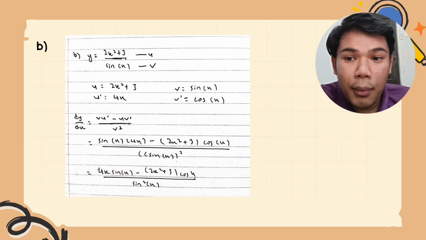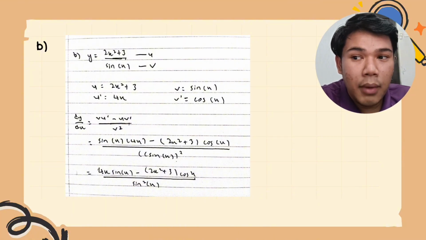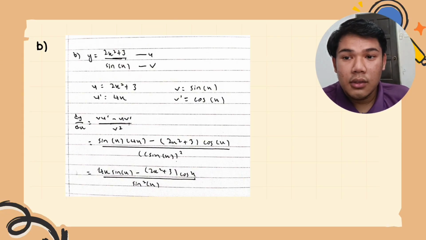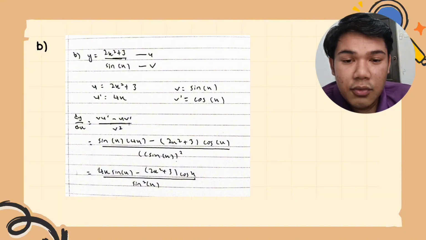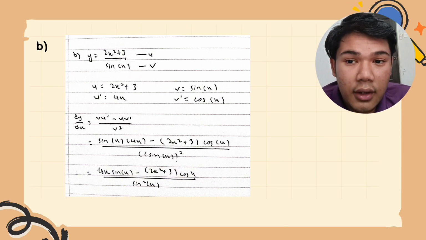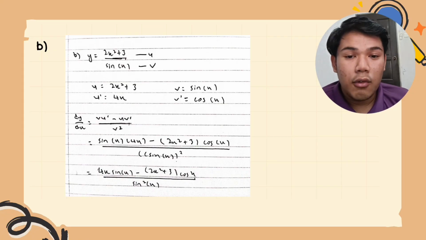Then we apply the quotient rule. The formula for the quotient rule is dy over dx equals v times u prime minus u times v prime over v squared. So we substitute it, it will become sin x times 4x minus (2x squared plus 3) times cos x over sin squared x. So we solve it, and the final answer is 4x sin x minus (2x squared plus 3) times cos x over sin squared x. That's all. So I will pass to the next member.